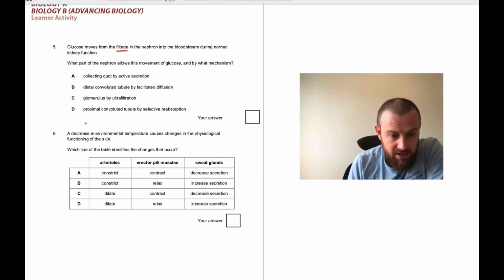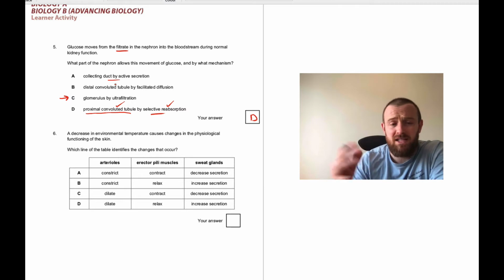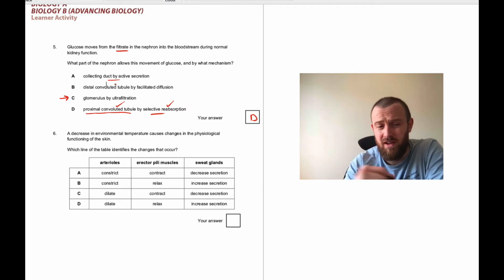So let's just go straight to this one. Proximal convoluted tubule, and it is selective reabsorption. Those are both correct. Remember, normally there's 2 parts to it. We just must check they're both correct. So yeah, D. This one, C, is how the filtrate is created. They're both correct, but it's how it's created. Distal convoluted tubule, we don't really look at A level, and collecting duct, again, no, that's not right. It's passive reabsorption via osmosis of water that happens in the collecting duct.